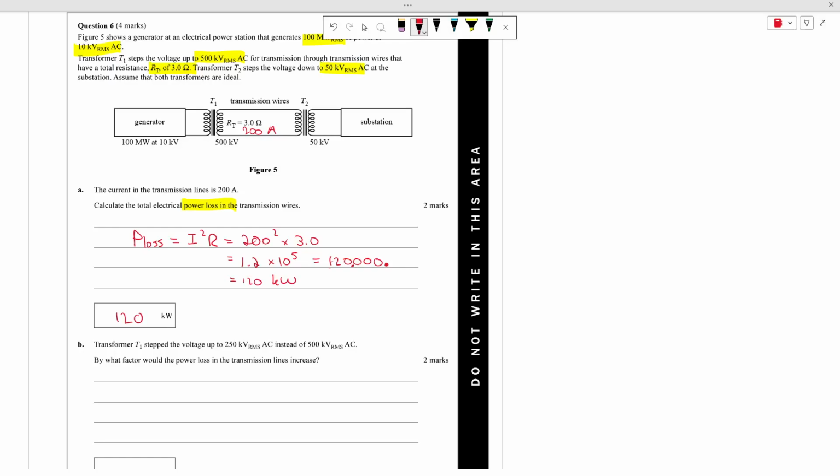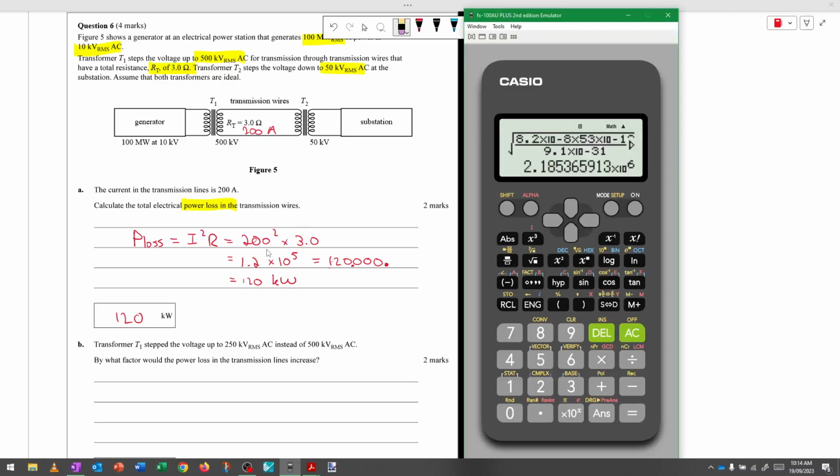kilowatts. Okay, or another way to think about it is if you put this on the calculator. So let's show you how to set this up. 200 squared times 3 will give you this. Press the engineering button. Every time you press it, the power of 10 goes up by 3. And times 10 to the 3 is kilo. So the answer is 120 kilowatts. Okay, so just a handy hint there.